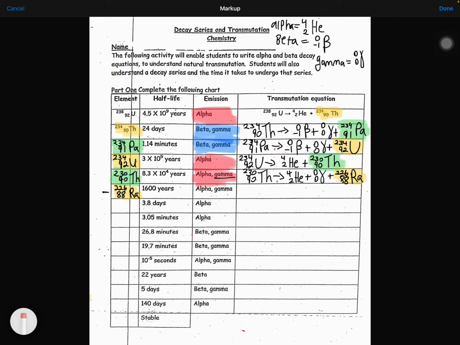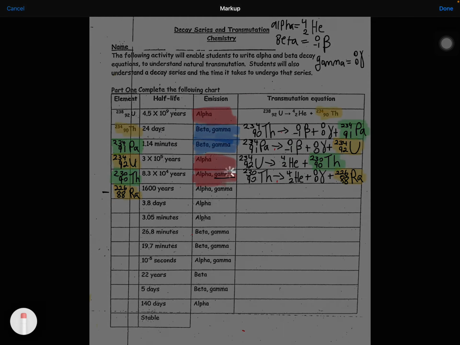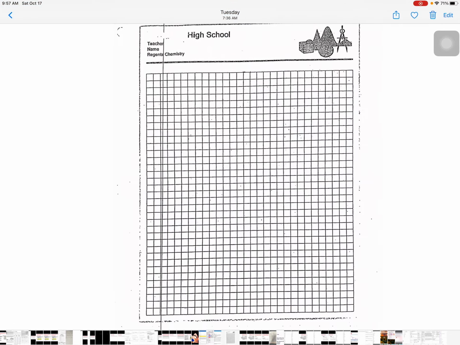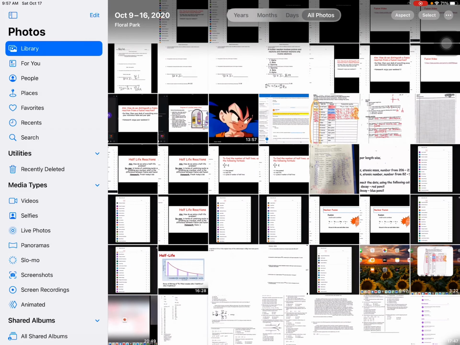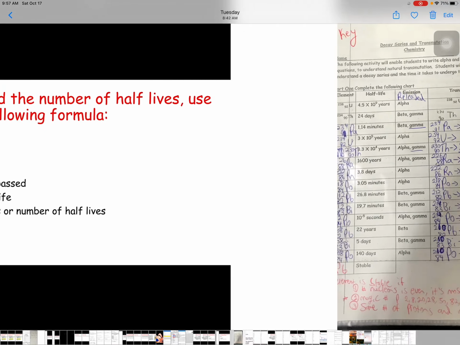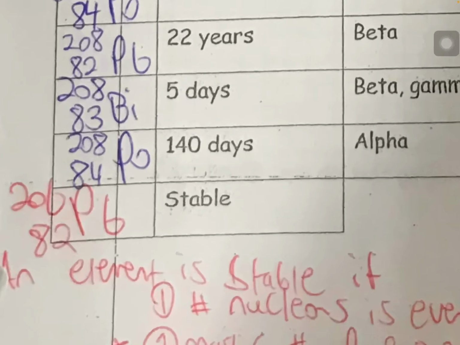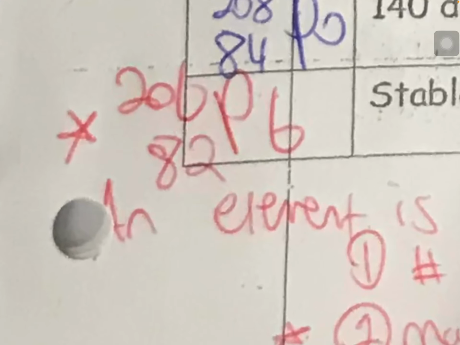Okay, so at this point, you should have already paused the video. You should have gone to the stable molecule. So let me show you what you should have gotten. If you made no mistakes whatsoever, you should have gotten your stable molecule as, trying to zoom in, as lead 206 over 82. So 206 over 82 Pb.